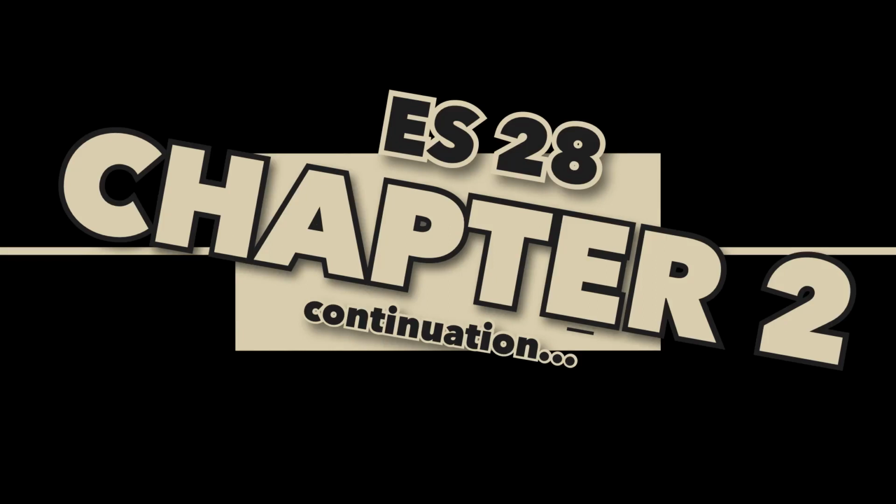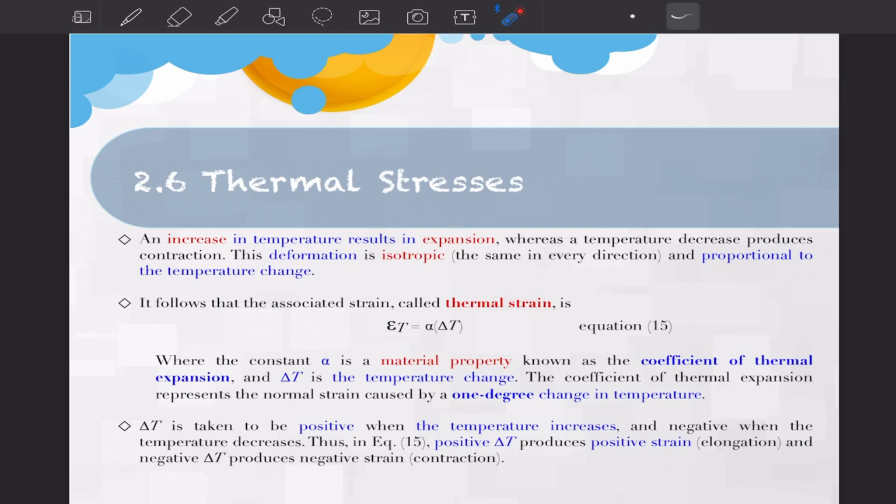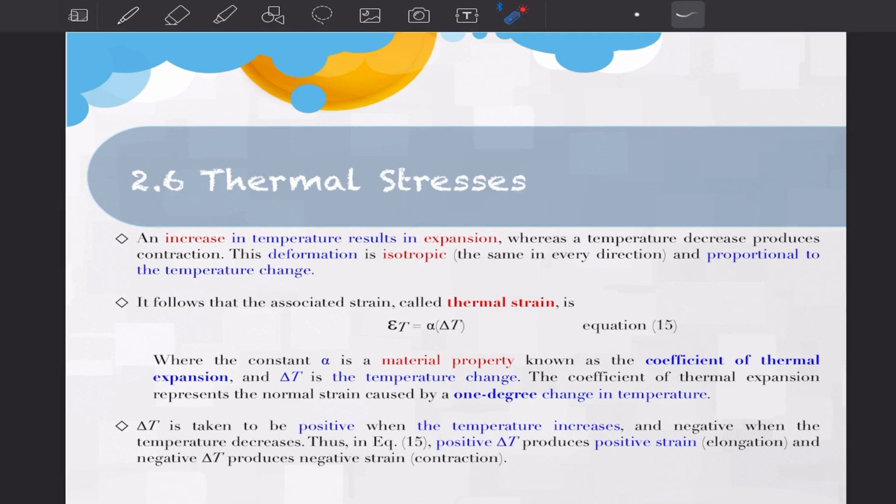This is the continuation of the discussion for Chapter 2. We are now at the topic thermal stresses. An increase in temperature results in expansion, whereas temperature decrease produces contraction. Deformation is isotropic, meaning it is the same in every direction and proportional to the change in temperature. It follows that the associated strain is called thermal strain.